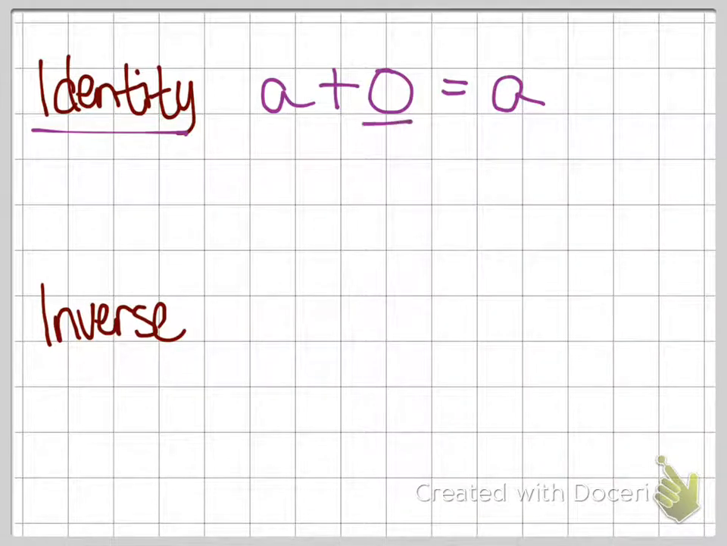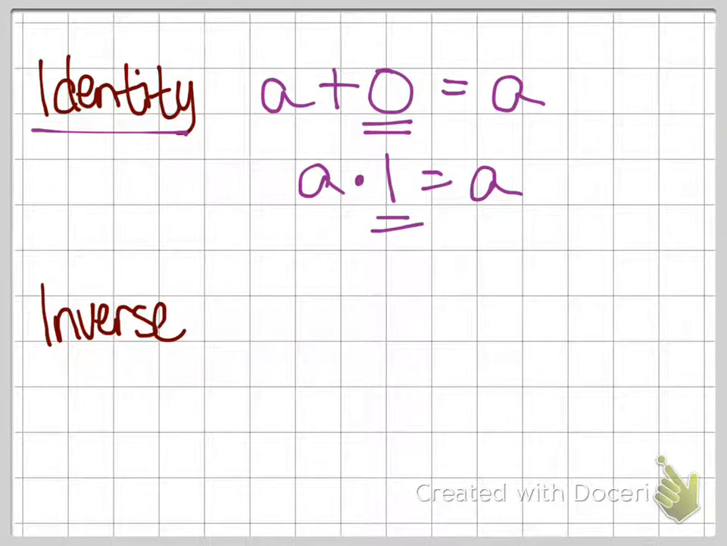So 0 is the identity. In other words, I can add 0 to anything and not change that thing, that number. The multiplicative identity would be 1, because I can multiply 1 by anything and I still get that same number.